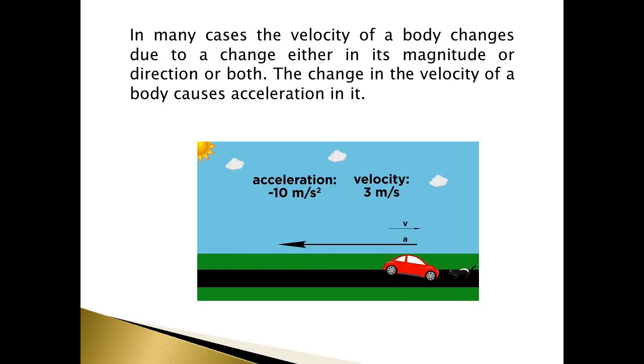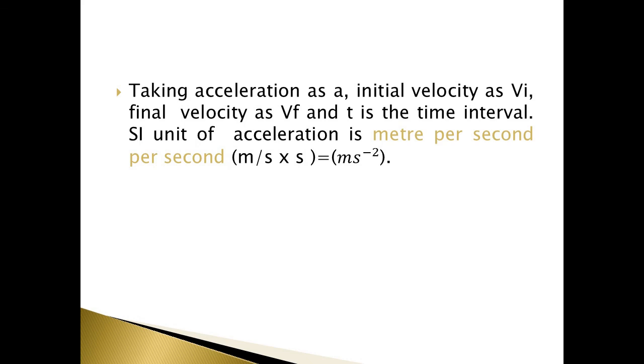Suddenly something happens to the car and it has to stop, and it stops. There is some deceleration, which is known as negative acceleration, and which is opposite in direction to acceleration. Deceleration is opposite to acceleration and could also be said as negative acceleration. So, taking acceleration as a, initial velocity as Vi, final velocity as Vf, and t as the time interval. SI unit of acceleration is meter per second squared.